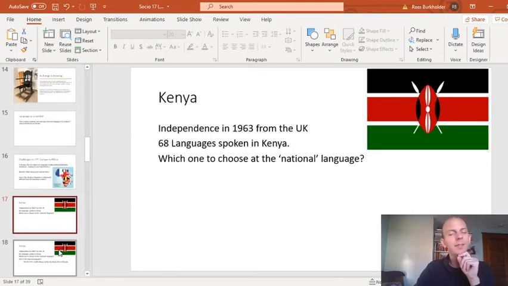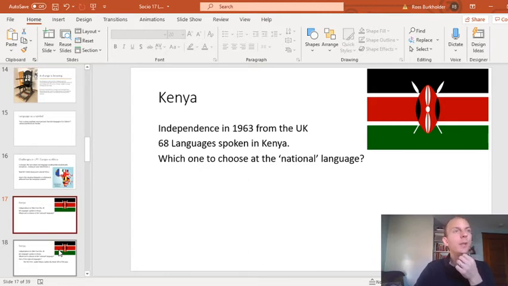Kenya got its independence in 1963 from the United Kingdom. At this time, there were 68 local regional languages spoken in Kenya. 68 local regional languages. And many people there in Kenya, true then and still true now, this isn't all that long ago, speak multiple of them. So you speak a bunch of different languages. 2, 3, 4 languages isn't uncommon out of these 68 local varieties.